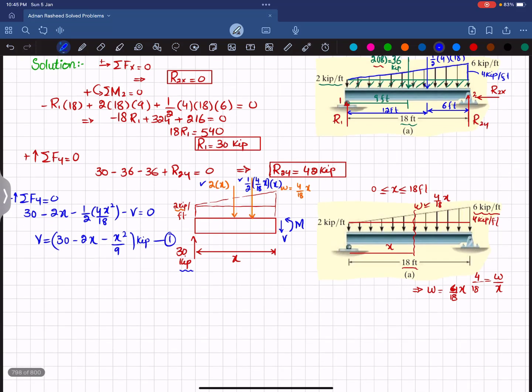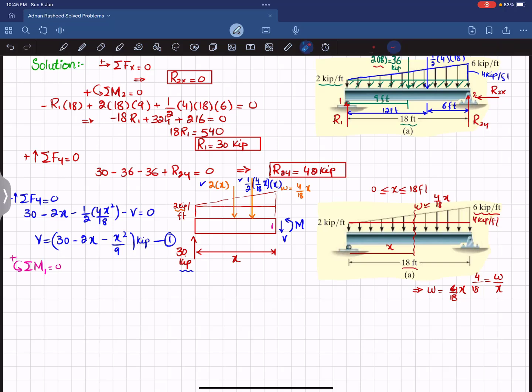Now we'll find this M by using the equation of equilibrium, that sum of all moments is equal to 0, taking the counterclockwise moment as positive. Since we are taking it at a point, and that is 1, we will take sum of all the moments about point 1 equal to 0.